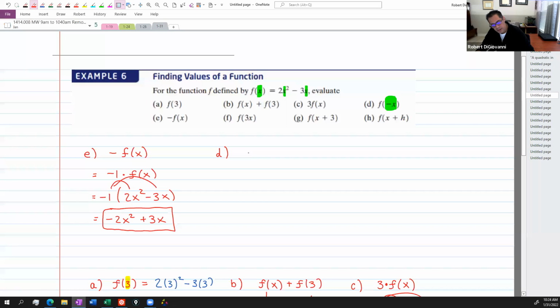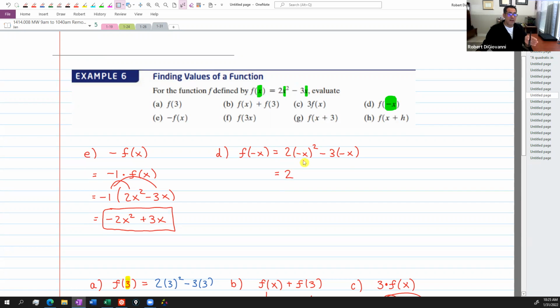So this should be f of -x should be 2. Then I'm replacing the x with -x and I'm squaring it, minus 3, and then I'm putting a -x in instead of x. Okay, so that green got replaced with -x, that green one got replaced with -x. And here's where we have to be careful, because this means 2.